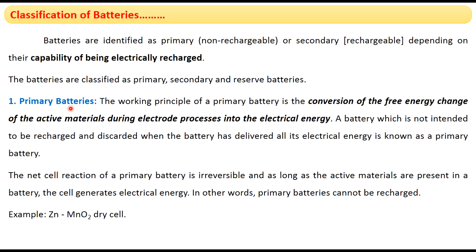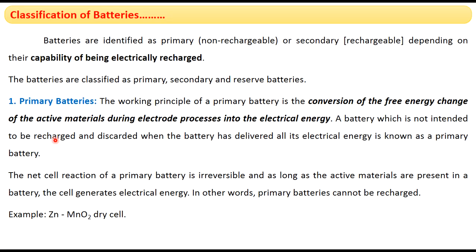First one, primary batteries. The working principle of the primary batteries is the conversion of free energy change of the active materials during electrode process into electrical energy. Simply, in primary batteries, free energy of the chemicals used will be converted into electrical energy. This is the basic principle of all the batteries, of course. But here, primary batteries are not intended for recharge. They cannot be recharged, and once the primary battery is out of charge, it will be discarded.